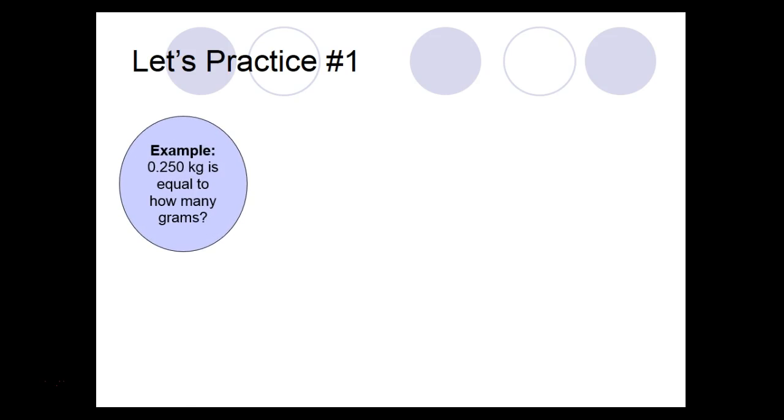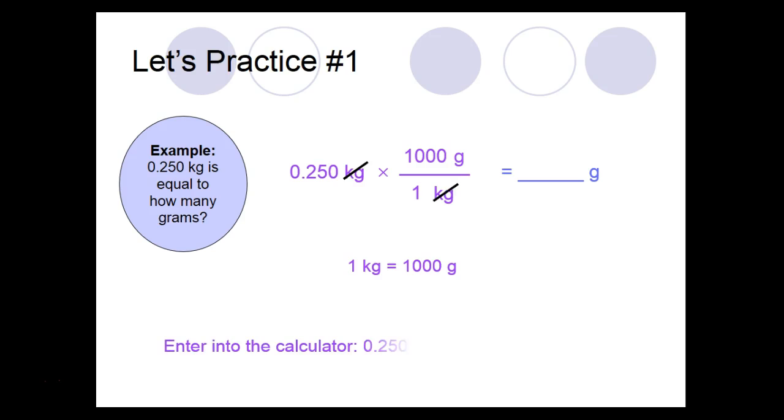Okay, so there's some practice problems here. 0.250 kilograms is equal to how many grams? So go ahead and pause the video, see if you can work it out, and then get the answer. When you work it out, you should have put 250 because that's your given, then the equivalent, canceled out kgs to be left with grams, and the answer is 250 grams.